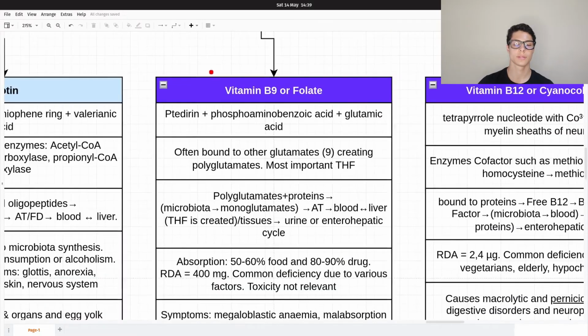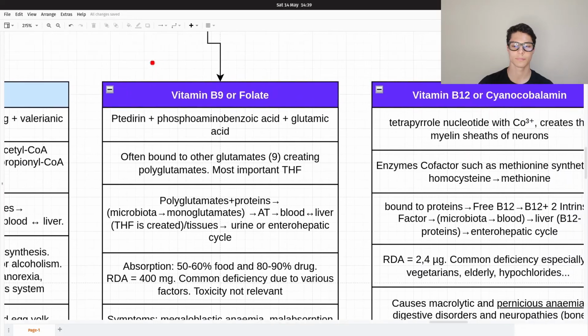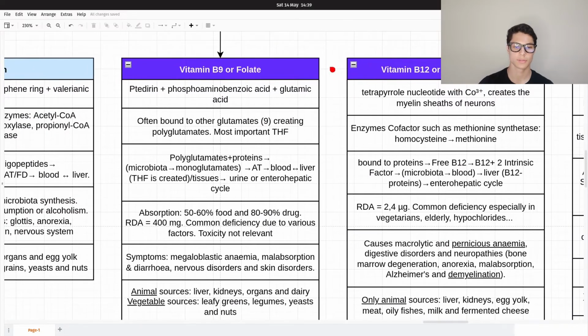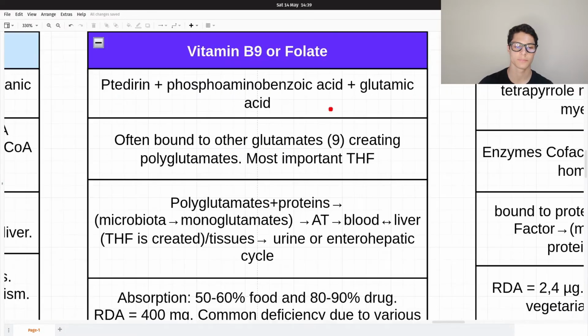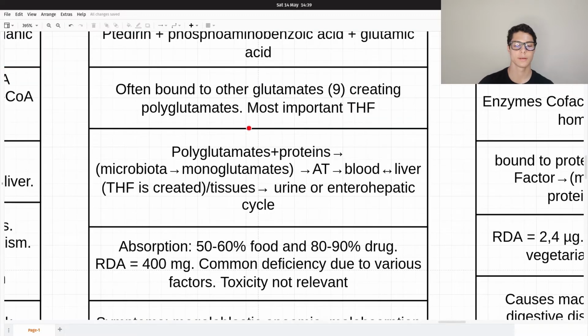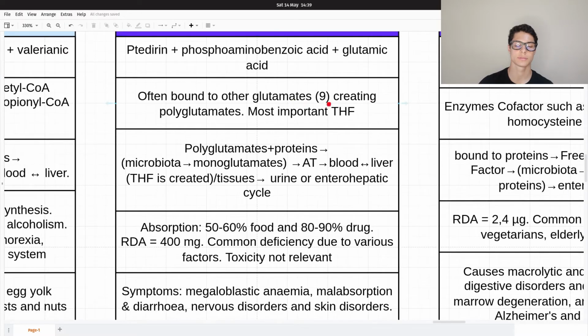So these were the metabolic vitamins. And here we have the two vitamins involved in cell proliferation and tissue turnover. We have vitamin B9 or folate. It's a pteridine plus a para-aminobenzoic acid and a glutamic acid. And it's often bound to other glutamates. This is a glutamate. And they create polyglutamates. The most important of them is tetrahydrofolate.